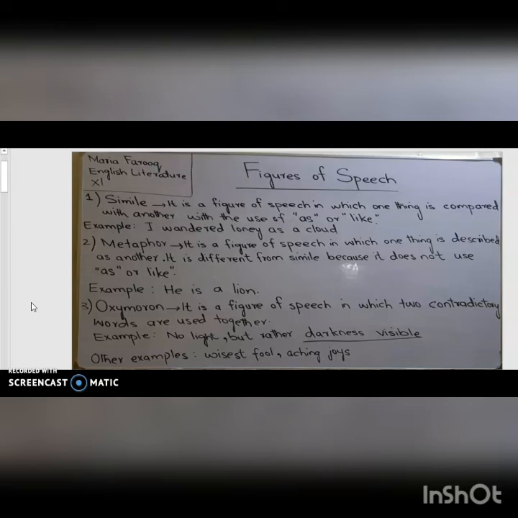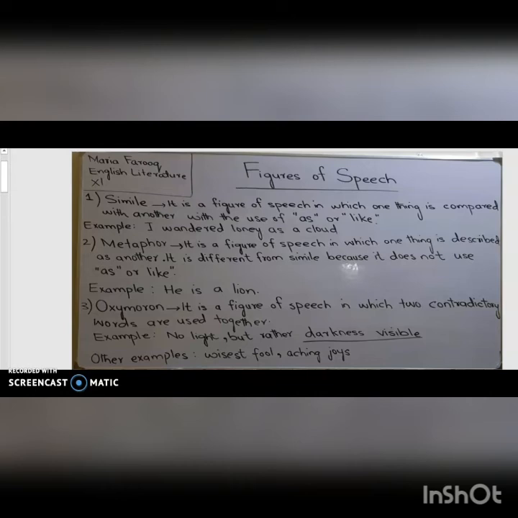Okay? Now, third, oxymoron. It is a figure of speech in which two contradictory words are used together. For example, no light, but rather darkness visible. Now I have underlined darkness visible. Now darkness, of course, refers to dark. How is darkness visible? Now these are two contradictory words or contradictory ideas. This is called oxymoron. Other examples: wisest fool.